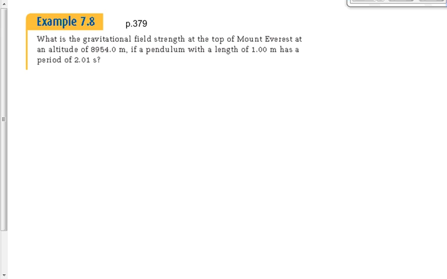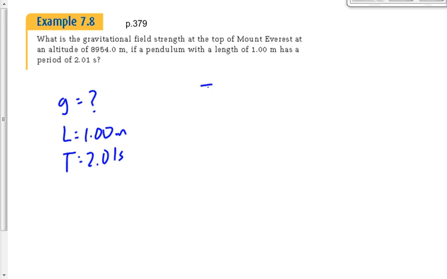One quick example, 7.8 on 379 says, what's the field strength at the top of Mount Everest at an altitude of 8954 meters if a pendulum with a length of 1 meter has a period of 2.01 seconds? So we're looking for the field strength. We're looking for g. L is 1.00 meters. T is 2.01 seconds. The altitude doesn't matter. Okay? The altitude is going to affect what the value of g is, but it's not going to affect us in our calculation of little g here and using the pendulum.